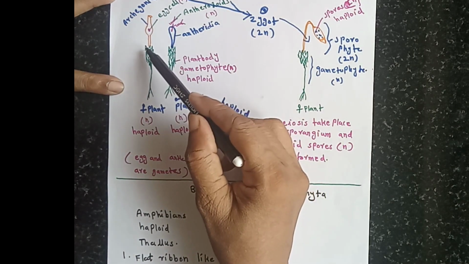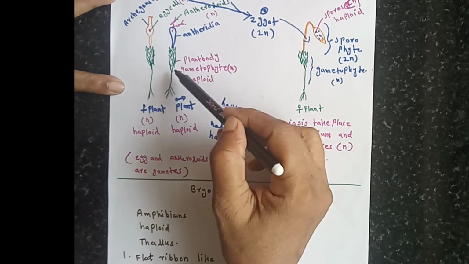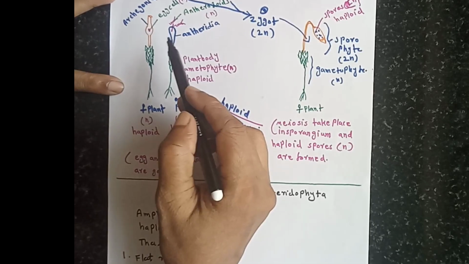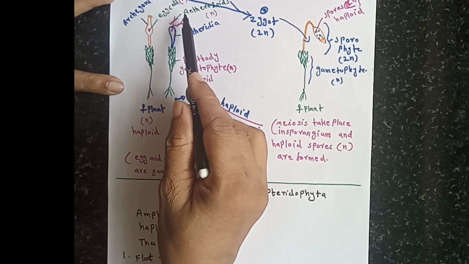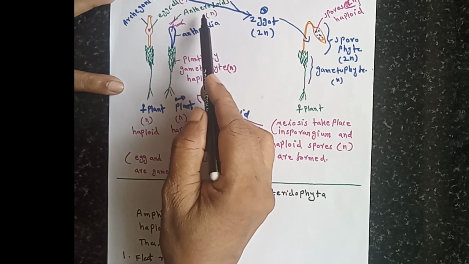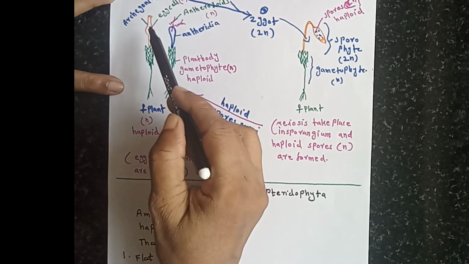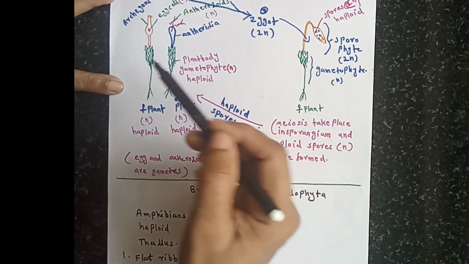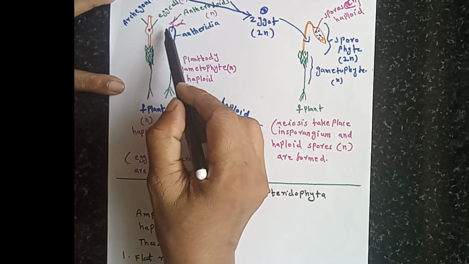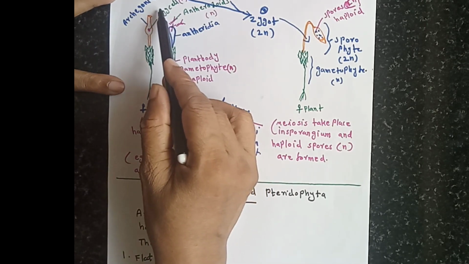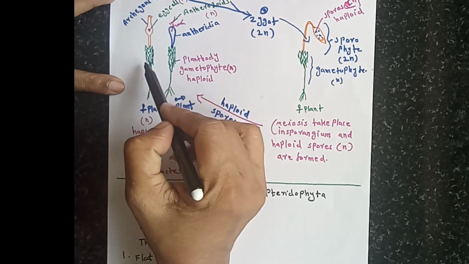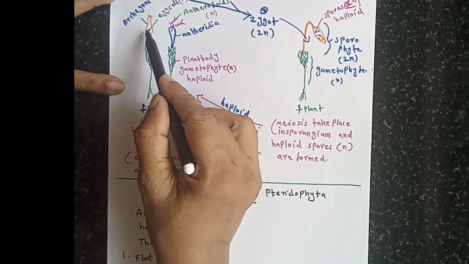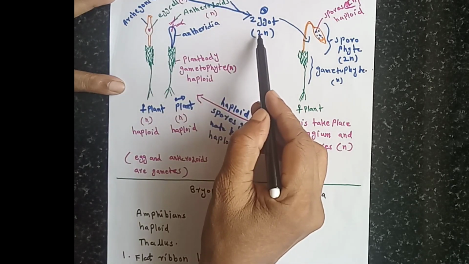In female plants, archegonia are seen, and in male plants, antheridia are seen. In antheridia, male gametes, anthrozoids, are formed, which are also haploid. Egg cells are formed in archegonia, which are also haploid. Then these anthrozoids swim through the water and enter the archegonia of the female plant, and here the egg cell fuses with an anthrozoid and forms a diploid zygote.